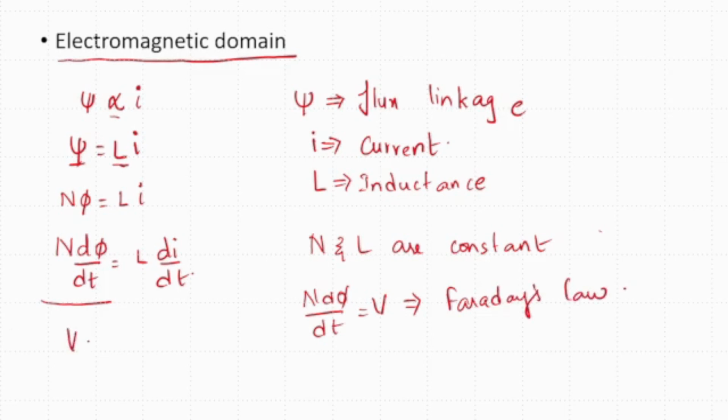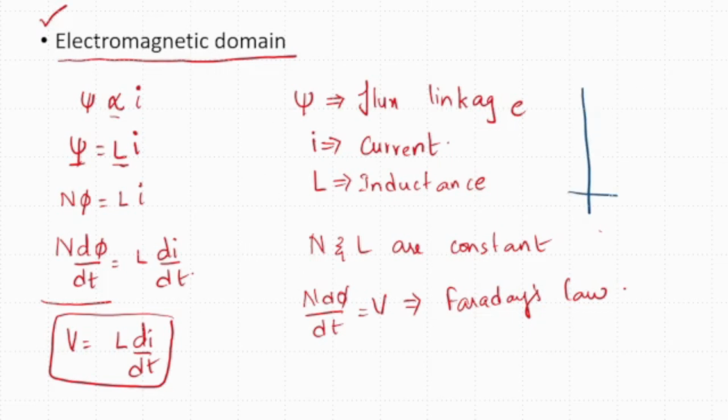So V is equal to L di by dt. So we got a relation between V and I in the electromagnetic domain. Is that clear? If I have to plot a graph for it, how can we represent it? This can be represented as psi and I and a line crossing it. Slope is representing the inductor, L. Fine?